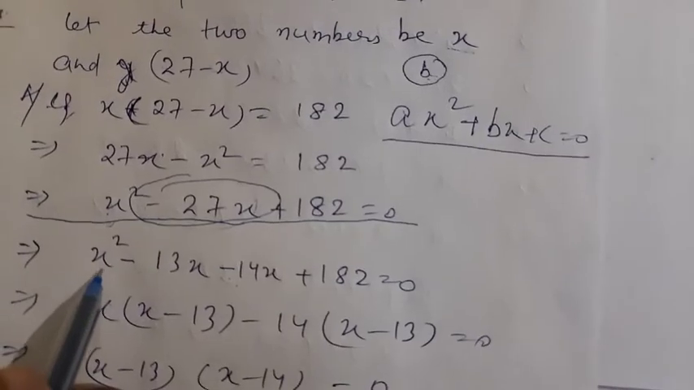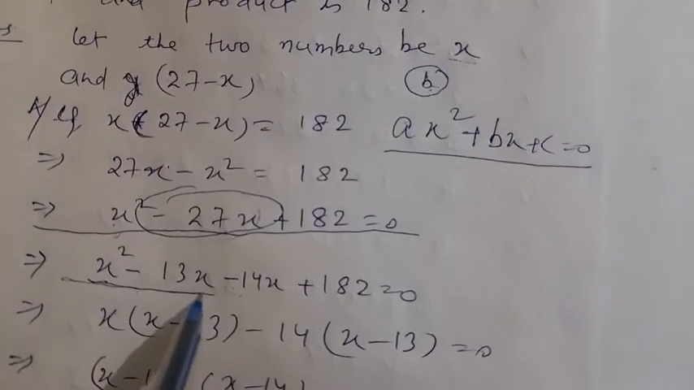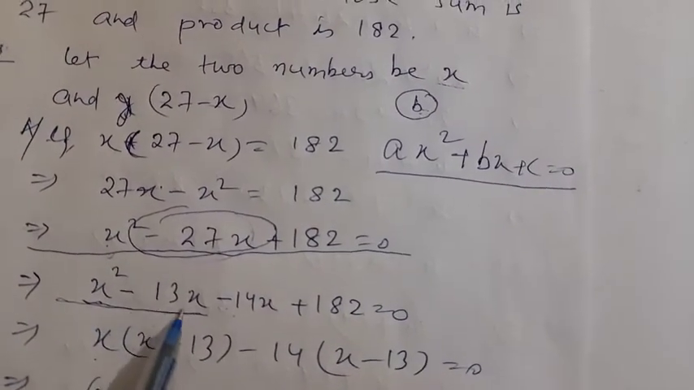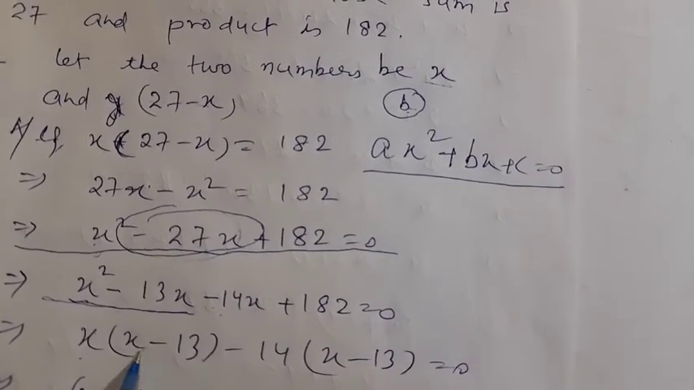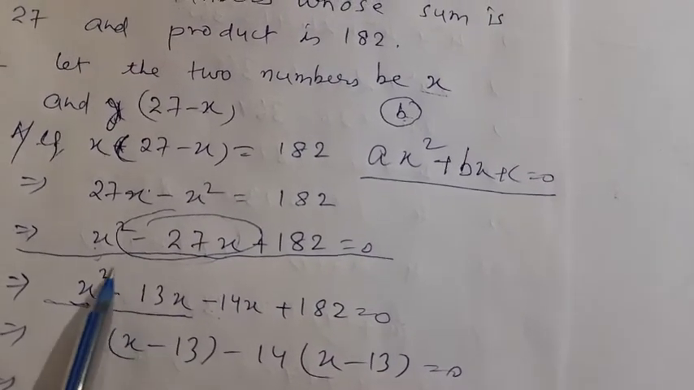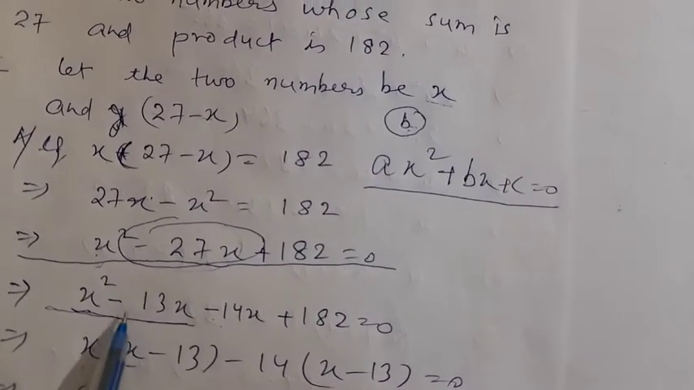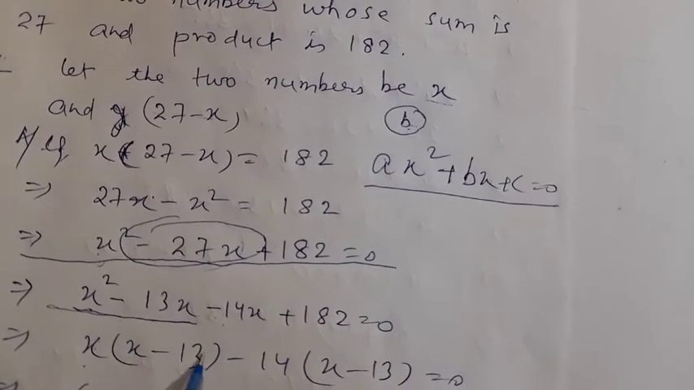Now we have to find what is common in the first two terms. We see that the term common in the first two terms is x. So we will take x common in these two terms. Inside the bracket we are left with x minus 13. This x square divided by x gives us x, and this minus 13x divided by x gives us minus 13.